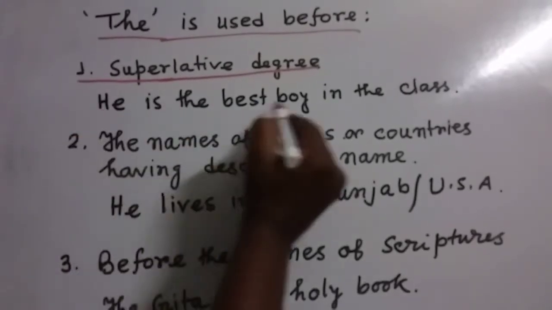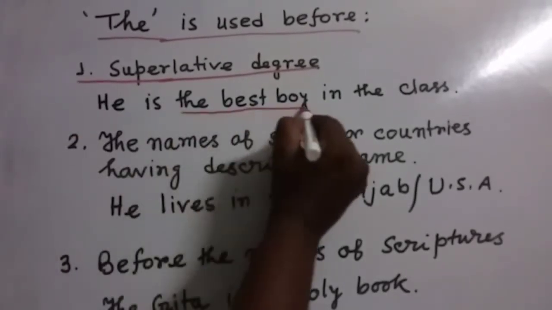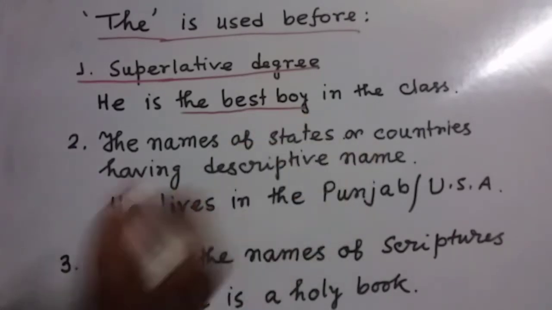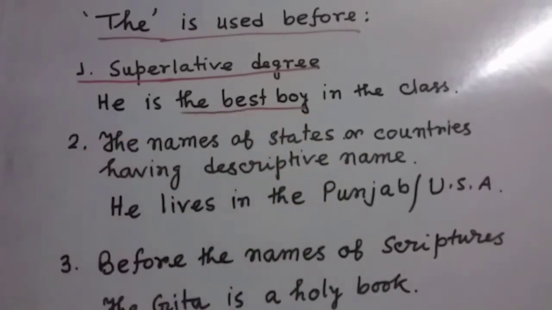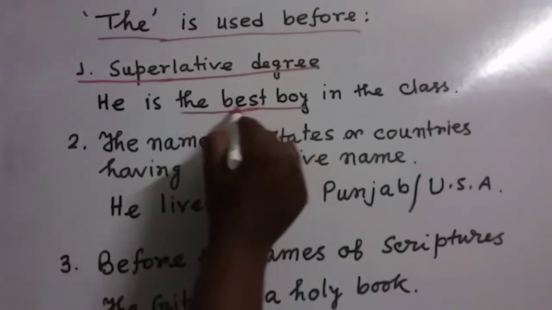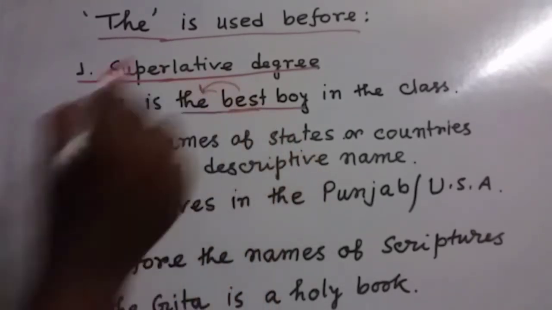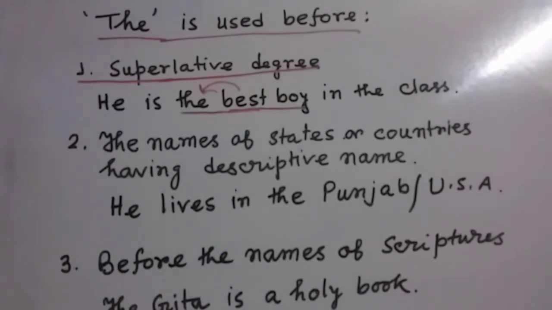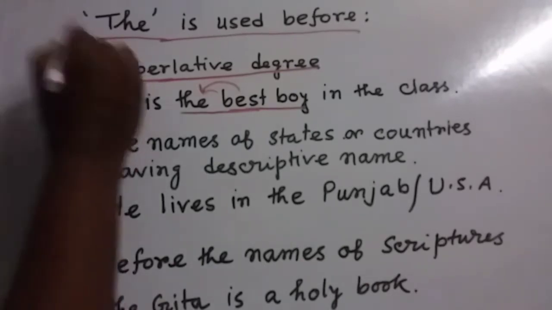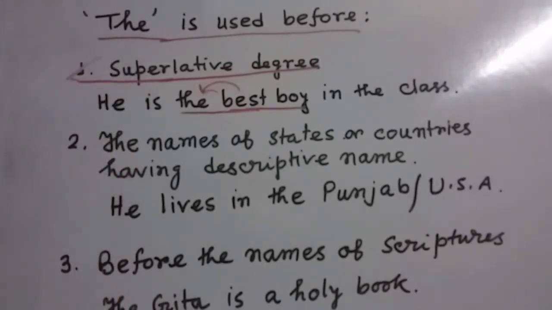He is the best boy, the best boy in the class. So "best" is the superlative degree of this adjective. You know, its positive form is good, comparative is better, and the superlative is best. So we have used this term "best", and that's why before that we have used the term "the". So before the superlative degree we have to use "the". So this is the first one.